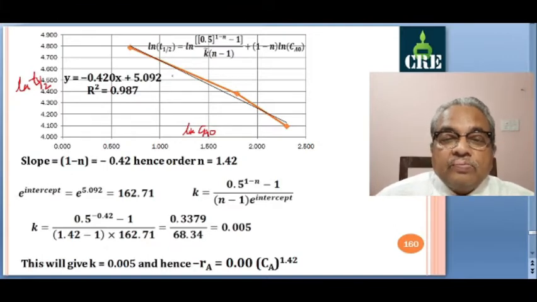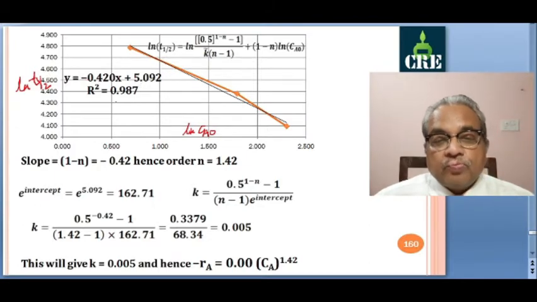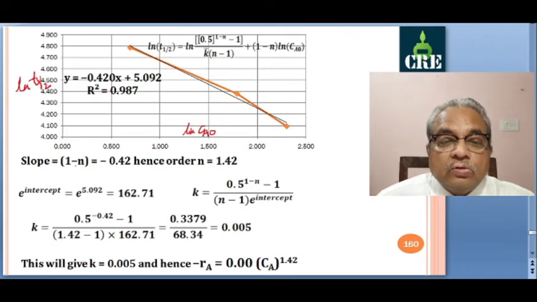So for the best fit line equation, you get y is equal to minus 0.42x plus 5.092. Okay, so the slope is this 1 minus n. 1 minus n is minus 0.42, so the order is 1.42. The intercept is 5.092. So the antilog, exponential of the intercept, is 162.71. That is the value of this constant.